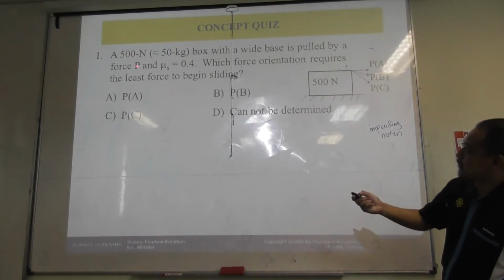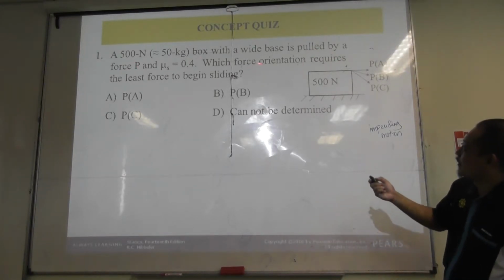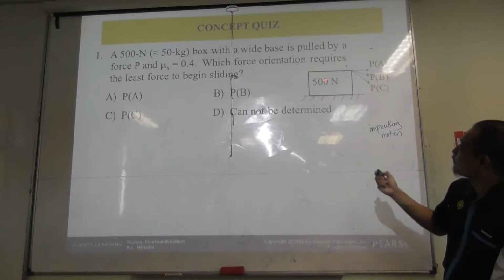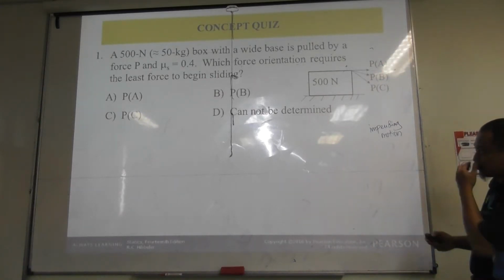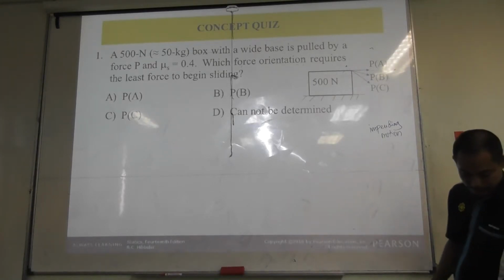It's pulled by force P and mu s is given. Which orientation requires the least force? Okay, between these forces, which will require the minimum, the least force?